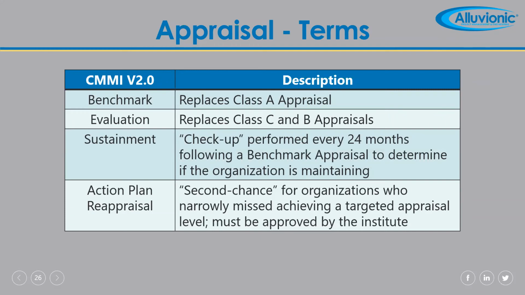There are some details about the sustainment appraisal. It is performed every 2 years, following a benchmark appraisal. So you have to do a benchmark appraisal first. And it's basically used to offset the impact of benchmark appraisals, which normally occur every 3 years. There's a maximum of 3 sustainment appraisals that can be conducted before another benchmark would be required.